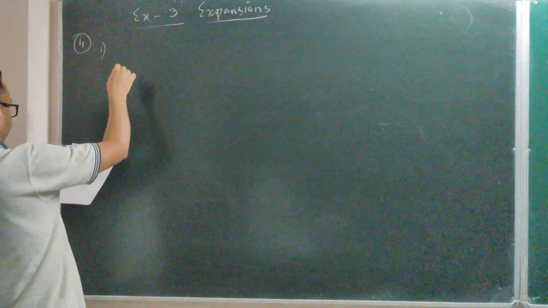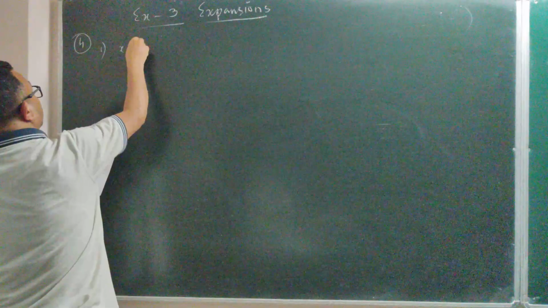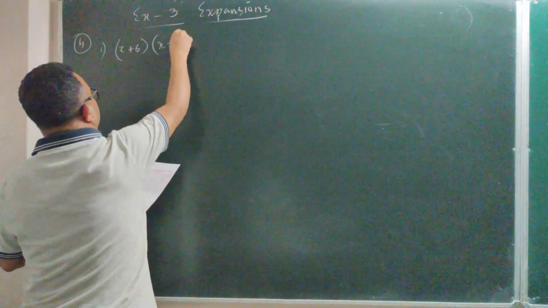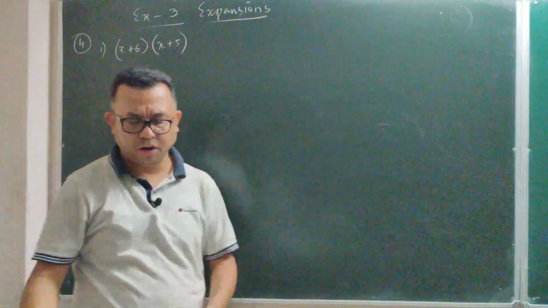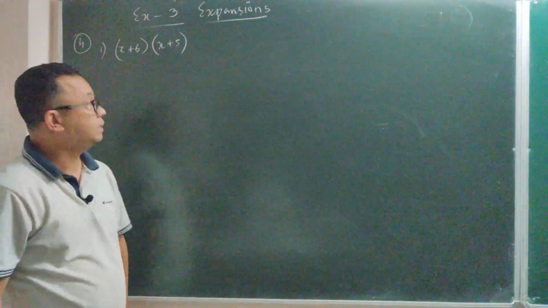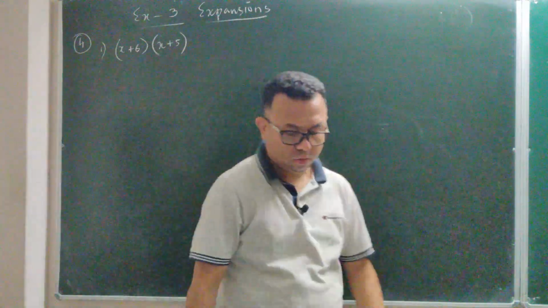4-1, they are saying find the following product. So you have to find the product of these two. Product means multiplication. So x plus 6, x plus 5. So find the product. Now you need to multiply these two. So what exactly is the multiplication between the two? Alright, now let me tell you, there is a formula.